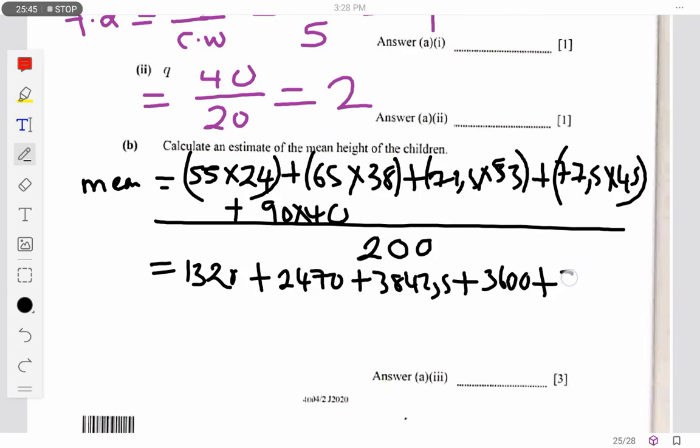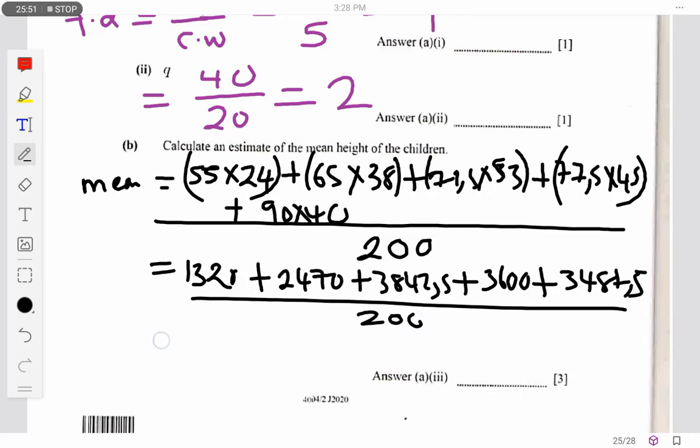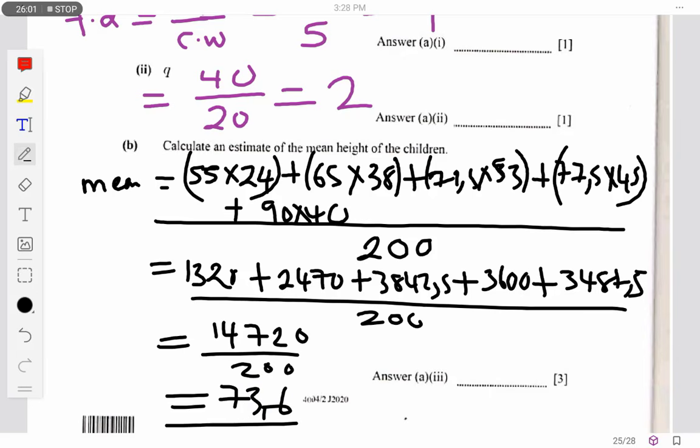So the last other one is 77. I get 3,487.5 divided by 200. Okay. So if I do this, I'm getting 14,720 over 200. And I'm getting 73.6 as the mean. Okay, that's how we get the mean there.